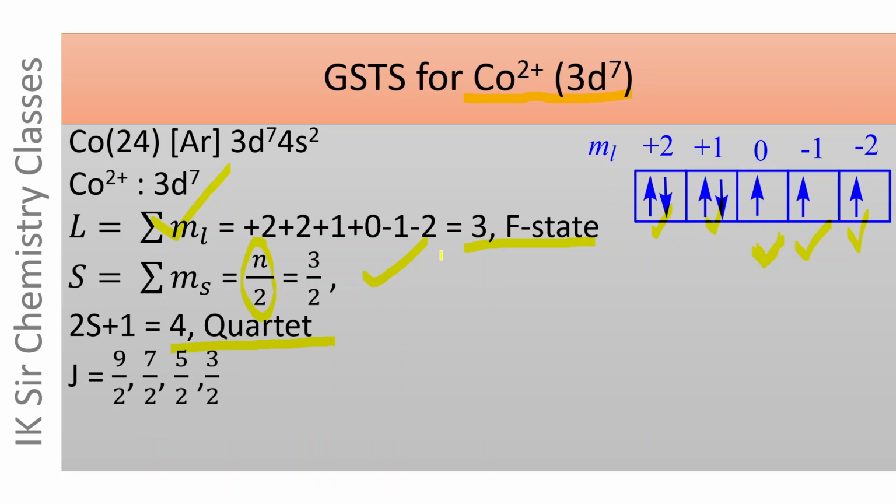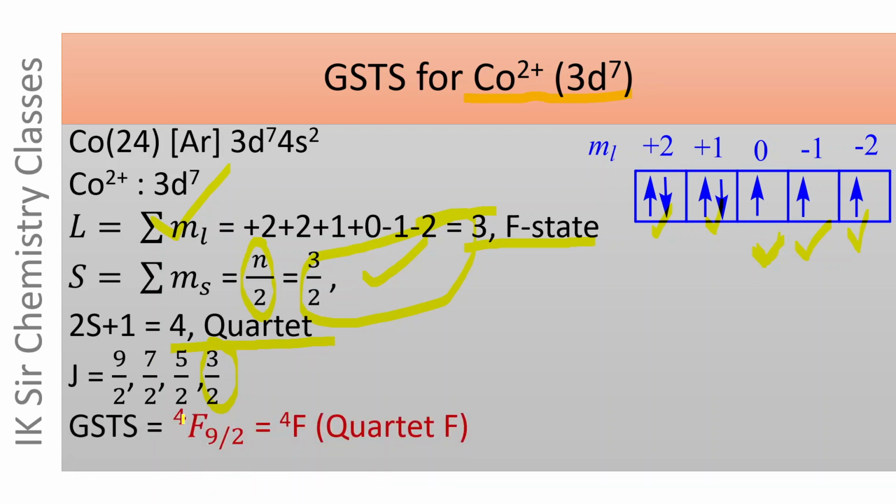J equals L+S, 9/2, and L-S, 3/2, and the value of J varies from L+S to L-S in integral steps, and these values are 9/2, 7/2, 5/2 and 3/2. The ground state term symbol for cobalt 2+ ion will be quartet F 9/2. The maximum value of J will be selected for the ground state term symbol for cobalt 2+ ion because the 3d subshell is more than half filled.